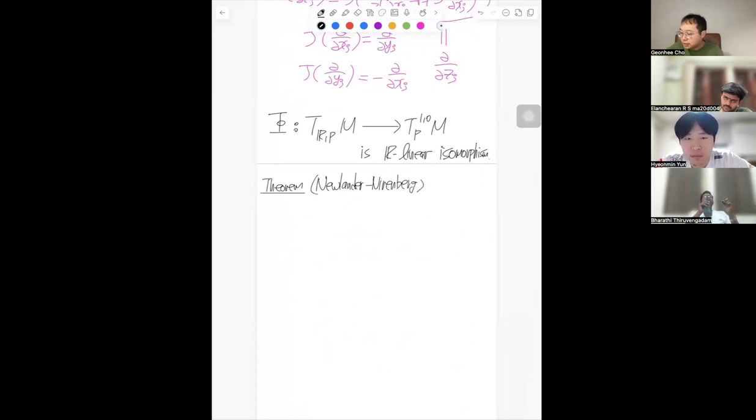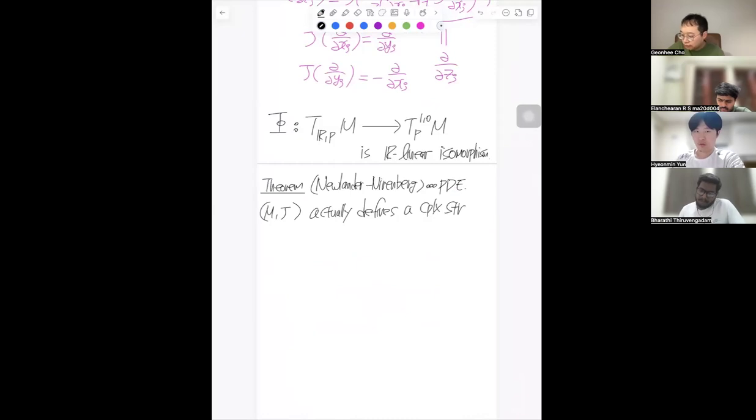So this condition is actually a PDE condition. So we actually have a complex structure. Even though I didn't define this yet, because this is just an equivalence condition, you can take this as a definition. So this is a definition-theorem. So actually it defines a complex structure, whatever complex structure is. So this means the following.